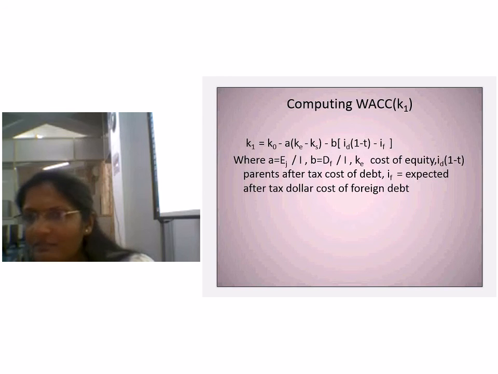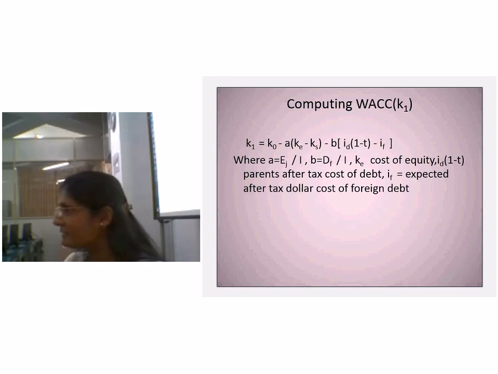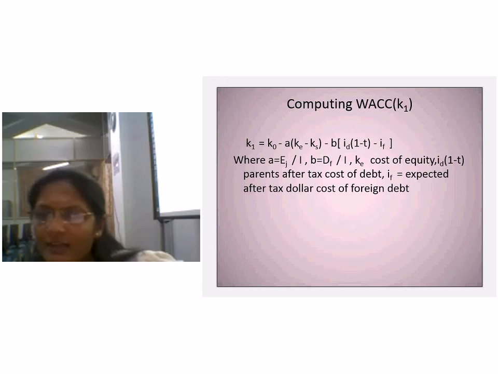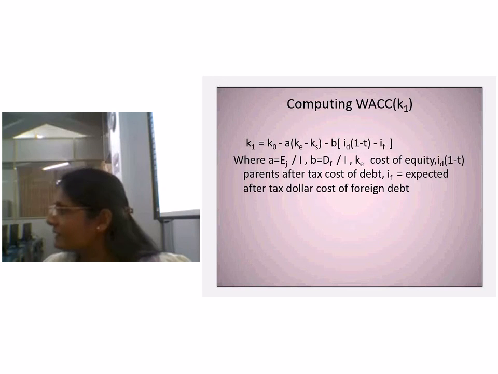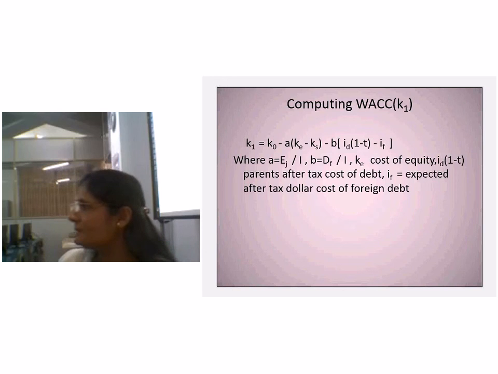KE minus KS. What is that? Why do we deduct KE? We have adjusted for debt and equity. KS is the cost of retained earnings. KE is the cost of capital. So KS is the cost of retained earnings.